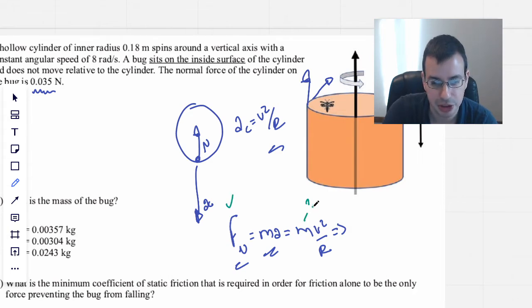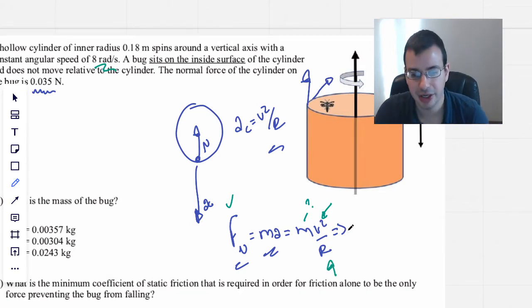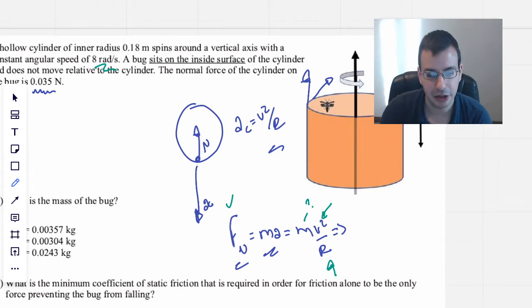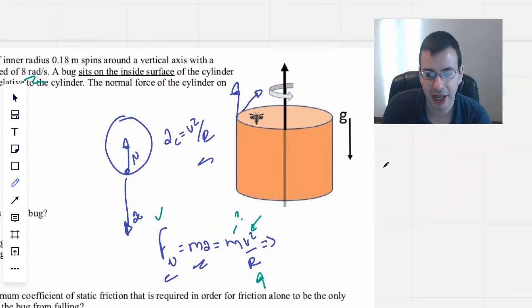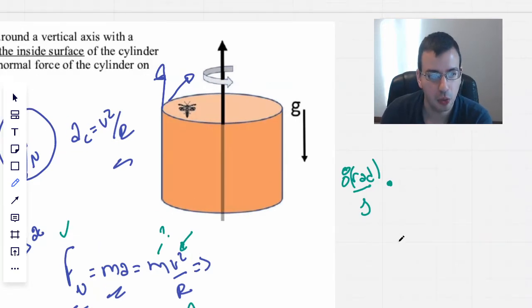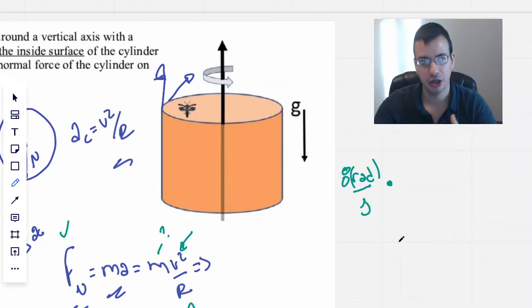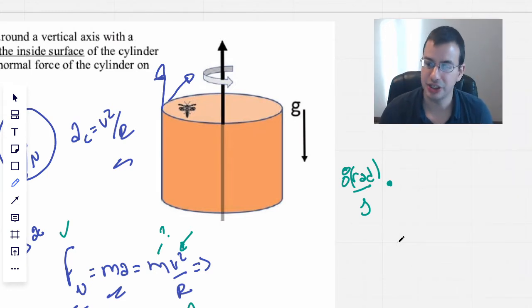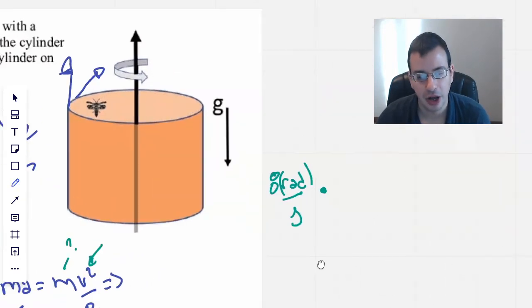We don't know the mass, that's the question mark. We're given the angular speed, but it's in radians per second, so we're going to have to convert it. We want meters per second, and we're given the interior radius of the cylinder. First, we convert 8 radians per second. I'm going to put radians in parentheses because radians isn't actually a dimension like meters or kilograms or seconds. It's dimensionless, so I like to put it in parentheses. Either way is fine.